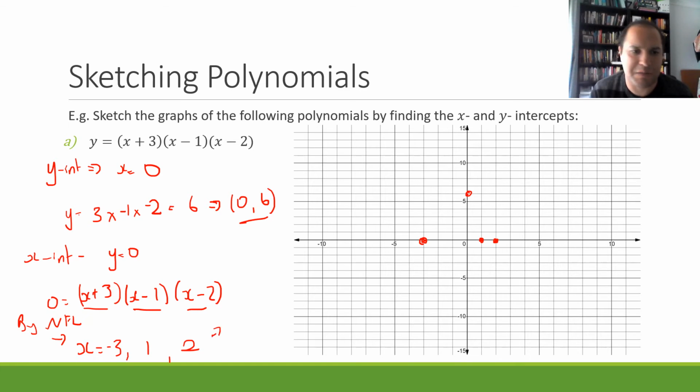Now these intercepts I could probably write properly: -3, 0, 1, 0, and 2, 0. And those are all plotted there. And using those dots there, we can then draw our cubic.